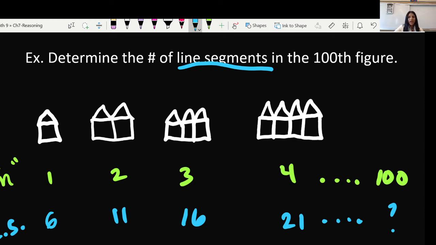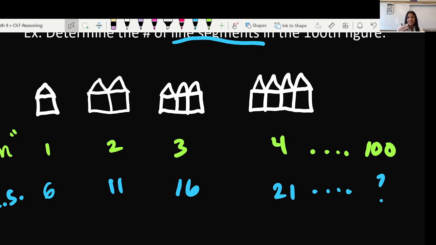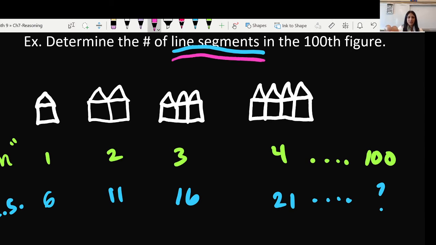So the only difference between this and the last one is that this time the numbers weren't given to us. We had diagrams given to us, and we had to use that to come up with these numbers or these values. But we're still using the same approach. So we want to look at the pattern or the relationship between the line segments.